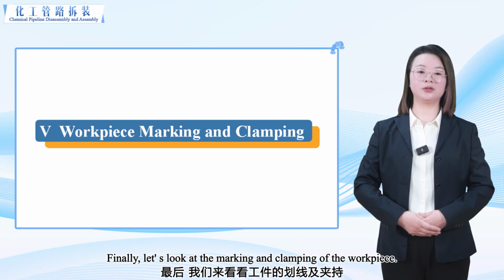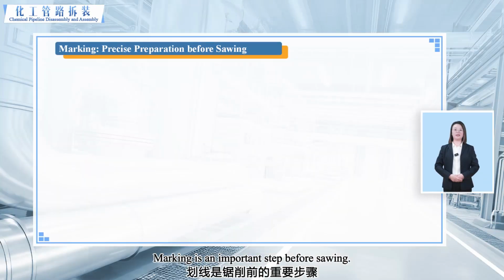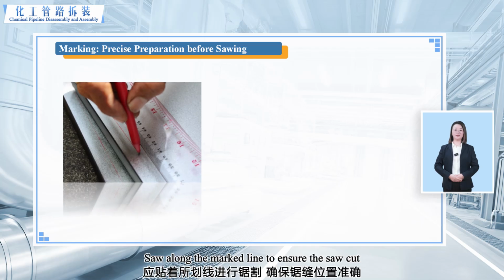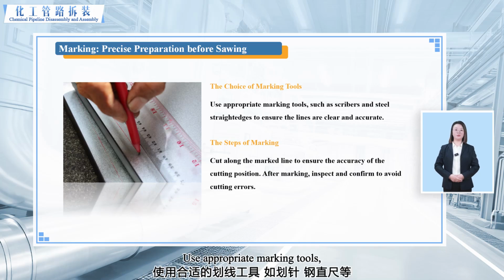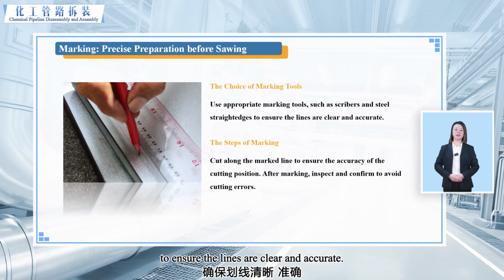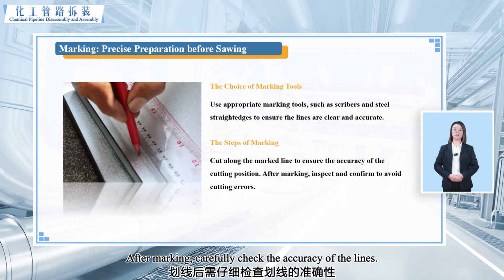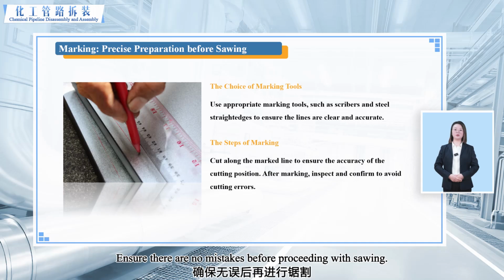Finally, let's look at the marking and clamping of the workpiece. Marking is an important step before sawing. Saw along the marked line to ensure the saw cut is in the correct position. Use appropriate marking tools, such as scribers and steel straight edges, to ensure the lines are clear and accurate. After marking, carefully check the accuracy of the lines. Ensure there are no mistakes before proceeding with sawing.